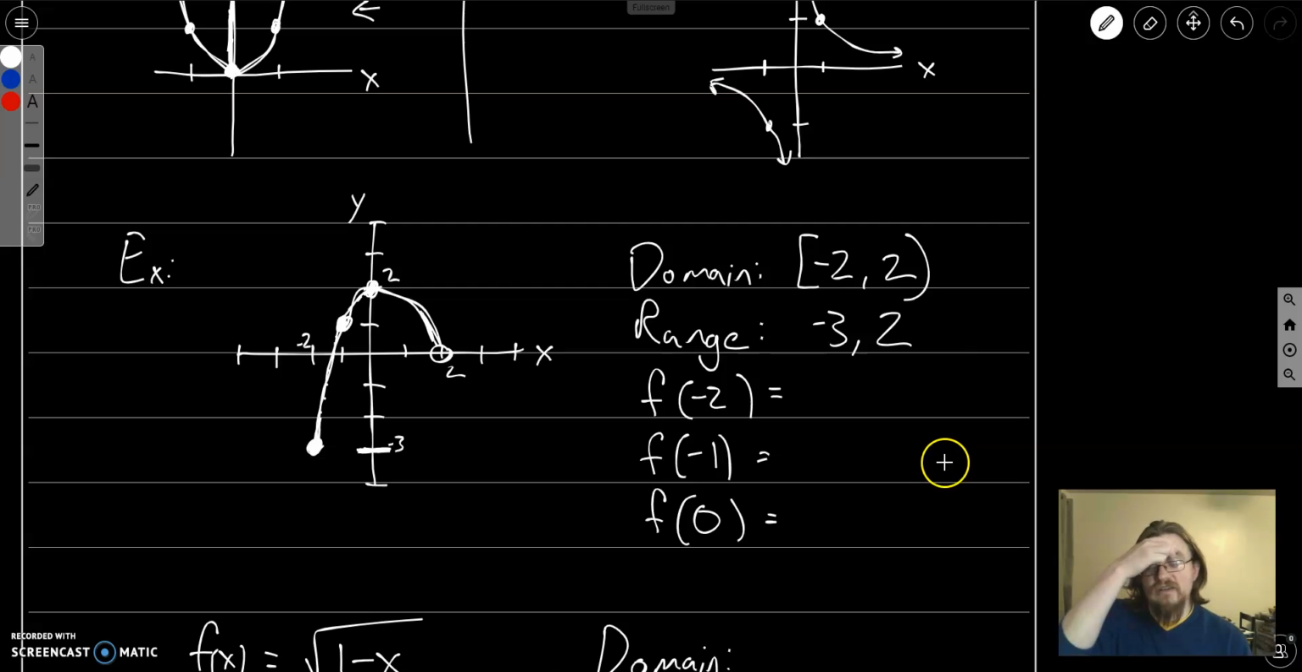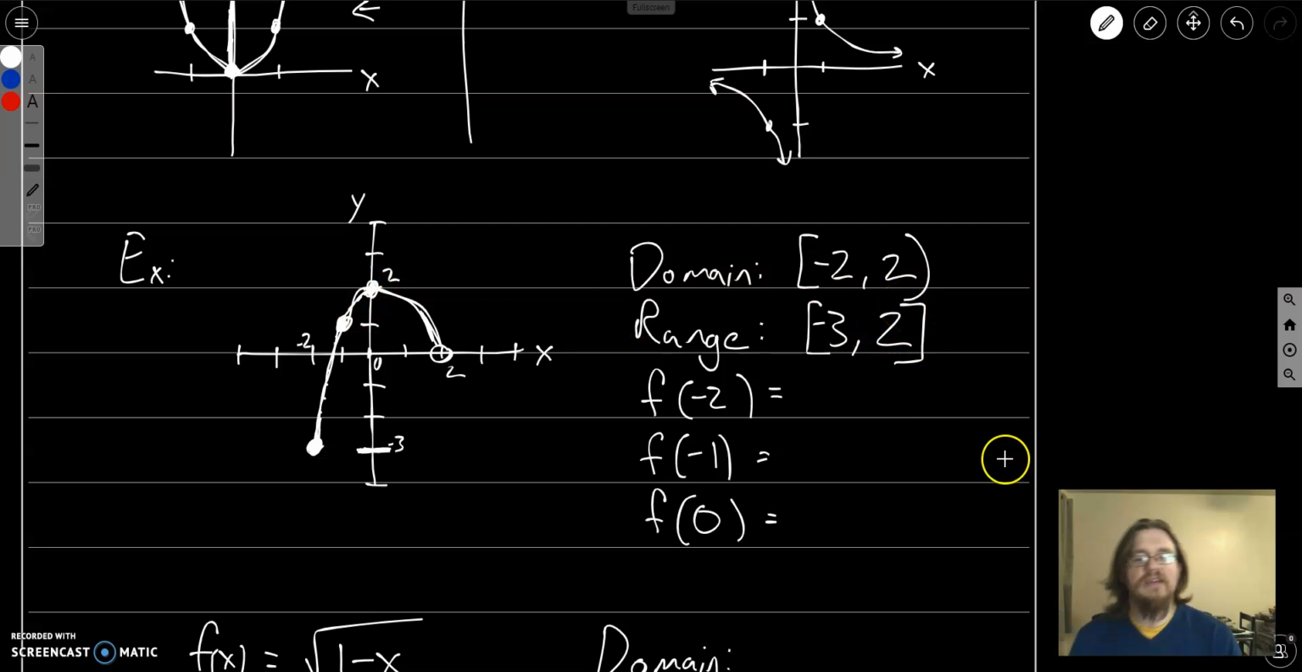And the question is, do we include them? Well, yes, I can get -3 by plugging in -2. That works, so I will include that. And then the question is, can I get 2? Yes, if I plug in 0 for x, I will get a height of exactly 2. So this is also going to be square brackets.